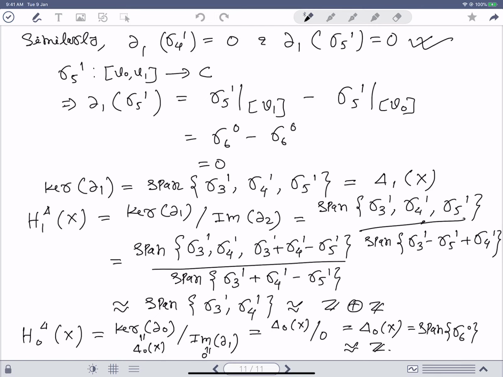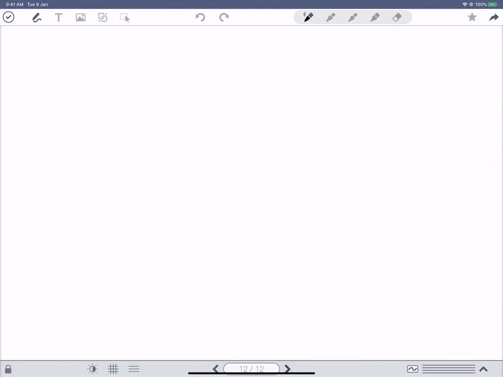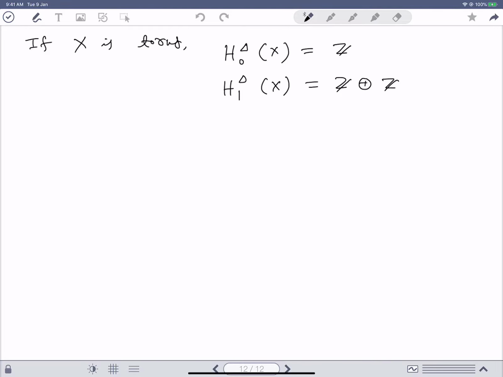Okay, so therefore for the torus, x is the torus, we get H0 of x equal to Z, we get H1 of x equal to Z direct sum Z, we get H2 of x equal to Z, and for the remaining, we get this is 0 for all n bigger than or equal to 3.